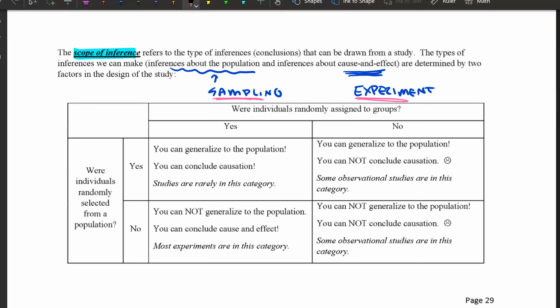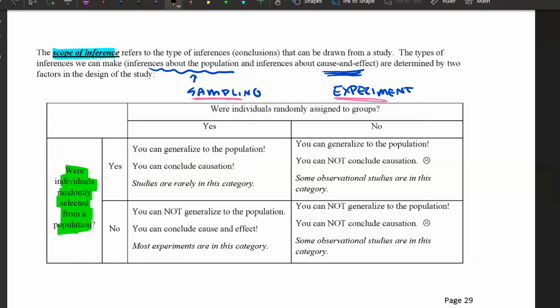Here are the four combinations that are possible. So here we have where the individual is randomly selected from the population. If they were, then we can generalize to the population. So if this is yes, then we can generalize, right? Go across. If you do not sample from the population, then you cannot generalize to the population of interest. And that should make sense, kind of. If you don't randomly sample, if you just ask people or take volunteers, you can't generalize to the population because you're not taking a good, representative sample.